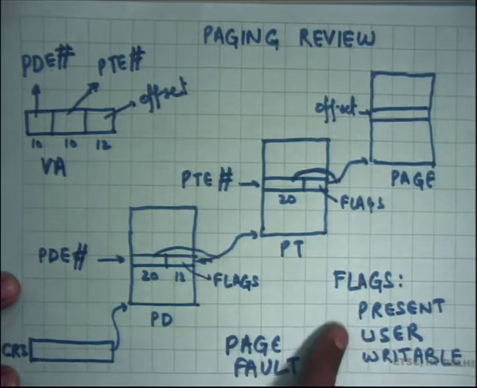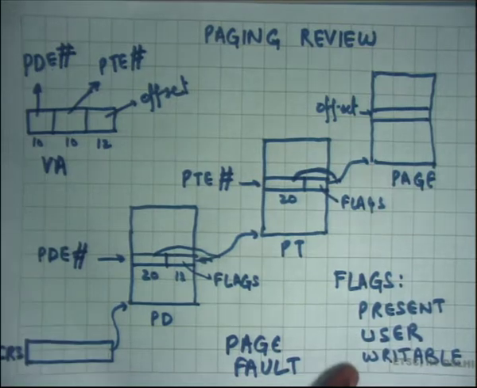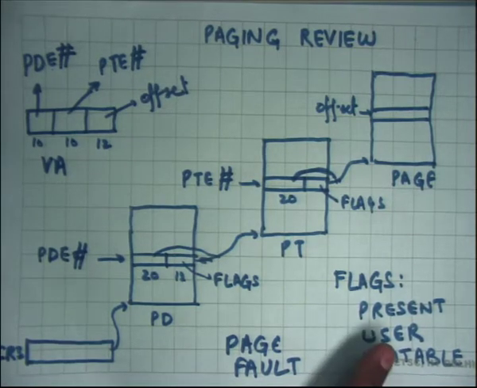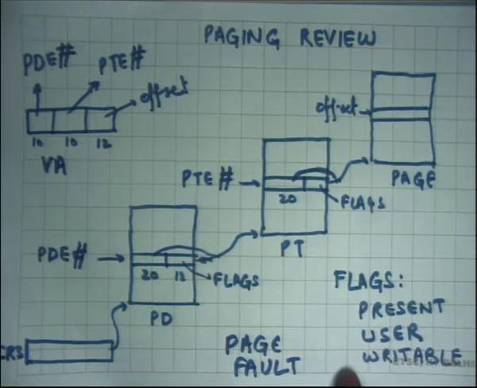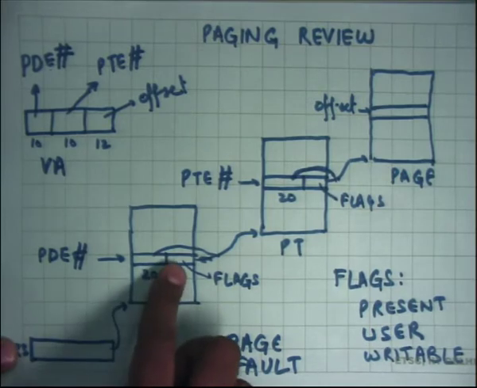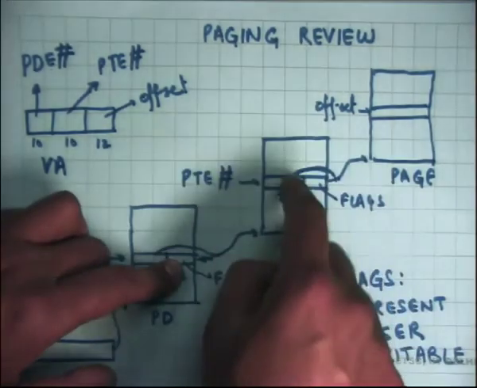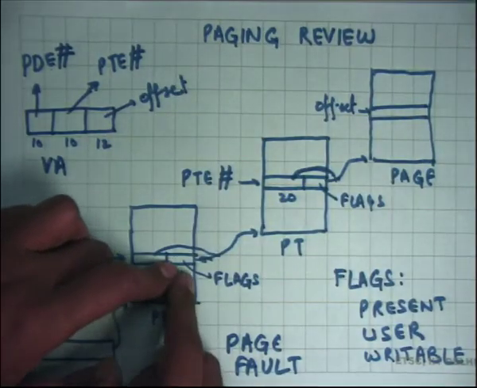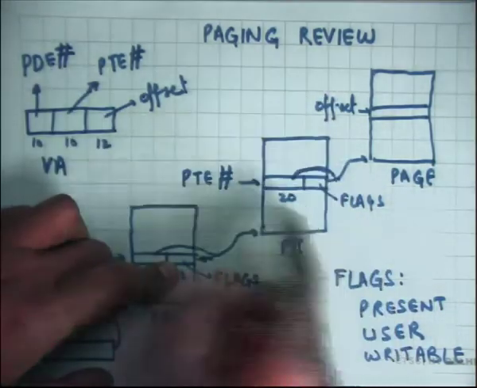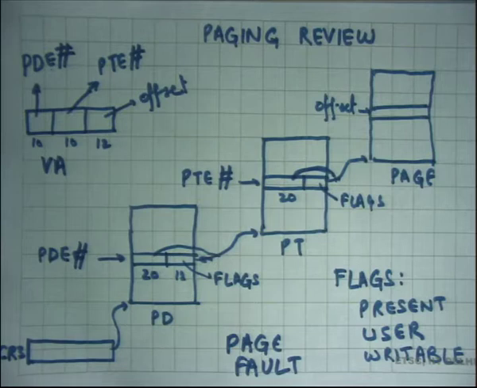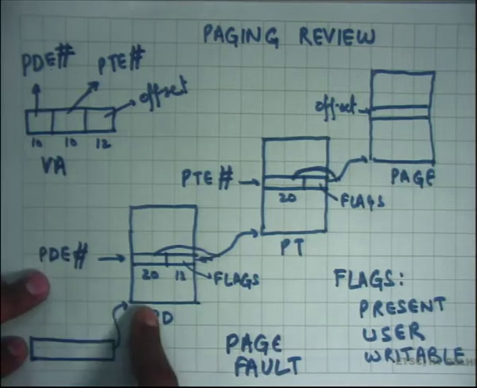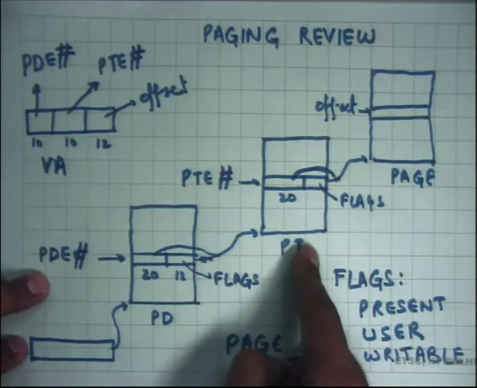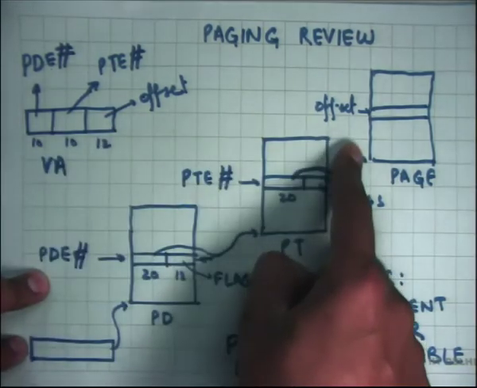The 3 relevant flags for us are present, user and writable. That is, whether the page table is present in this case, whether user mode execution can access it, and whether it's writable. For example, if this is non-writable, then all the pages which are referenced from here are all non-writable. On the other hand, if this is writable, then depending on the flags in the corresponding page table entry, the page will have writable or read-only permissions. So the top 10 bits are used to index the page directory, the next 10 bits are used to index the page table, and the last 12 bits are used as an offset into the page.